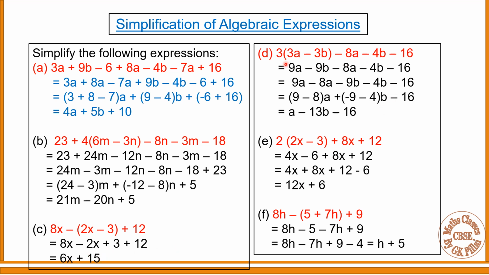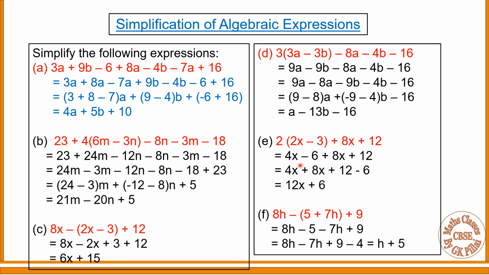Now another one, 3 into bracket 3a minus 3b, and minus bracket 8a minus 4b, minus 16. Open the bracket, it will be 9a minus 9b minus 8a minus 4b and minus 16. Combine the like terms: 9a and 8a, minus 9b and minus 4b, and minus 16. So this will be 9 minus 8 within bracket and a outside, minus 9 minus 4 within the bracket and b outside, and a plus sign here, and minus 16. This will be 1a or just a, and this will be minus 13b minus 16.